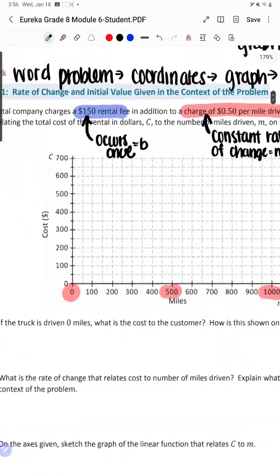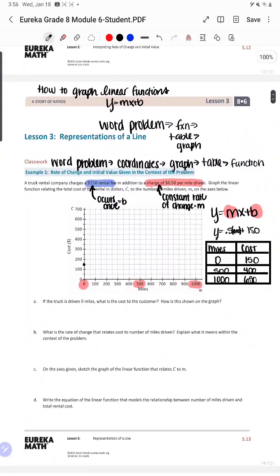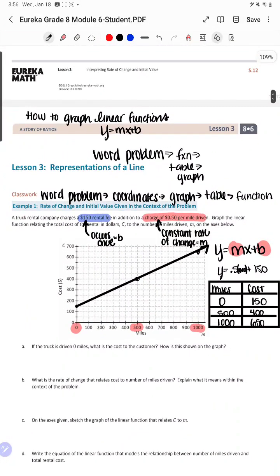All right, so we're going to graph all of those points. We have 0, 150. We have 500, 400. And we have 1,000, 650. And then we'll just connect all 3 of those points. And that will be our line.